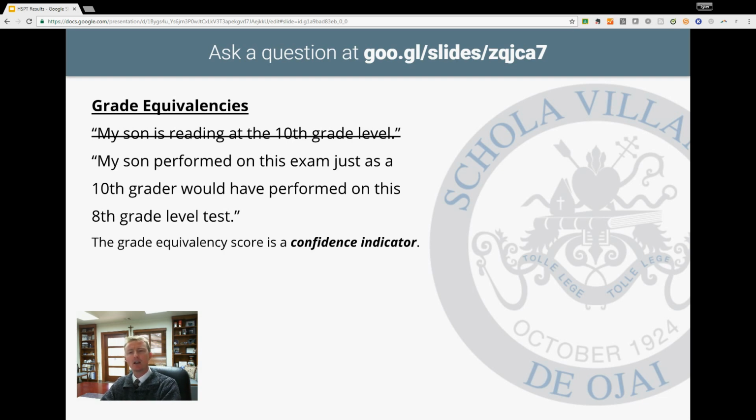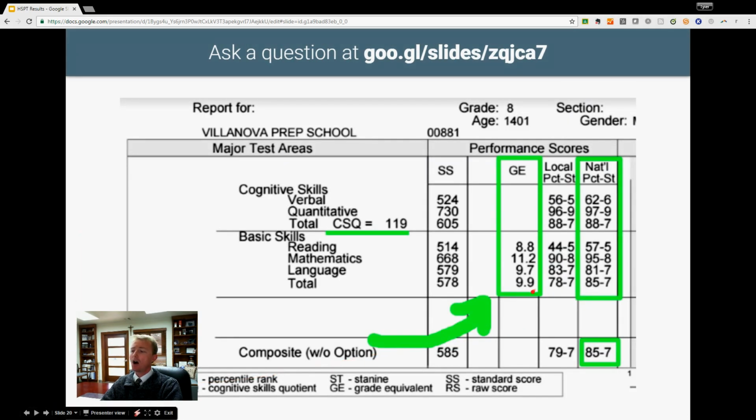But the grade equivalency within the HSPT is different because the HSPT is an 8th grade level test. And so it's truly as if Charlie performed on this exam as if a 10th grader or an 11th grader or a 9th grader would have on an 8th grade level test. So, imagine yourself sitting down and taking a test that is at the 5th or 6th grade level. One would think that you would finish it faster and more accurately than a 5th grader would in learning that material for the first time. And so looking at this, it really is a confidence indicator.